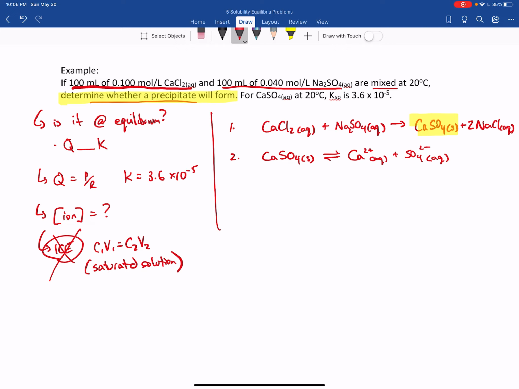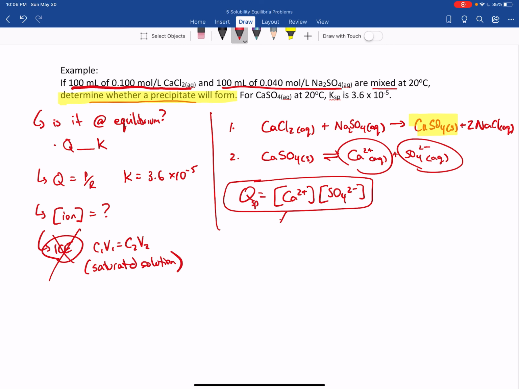So if we assume it's saturated, it'll give us our ion concentrations, which we can plug into Q. Then we can compare Q to K, and it'll tell us if it's above saturation or below. So let's look at this here. For Q, Q is equal to the concentration of calcium, and this is the solubility product, times the concentration of the sulfate ion. All right, now we'll use C1V1 equals C2V2 to determine the ion concentrations because they were mixed.